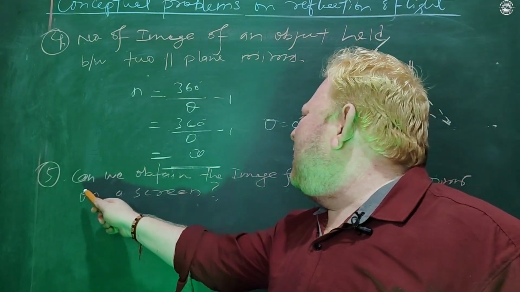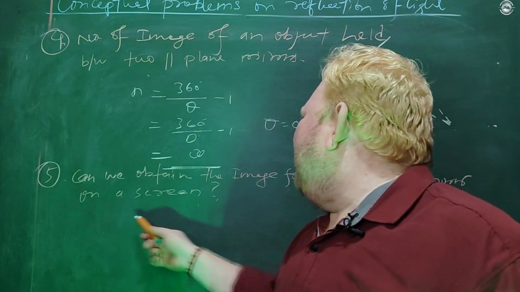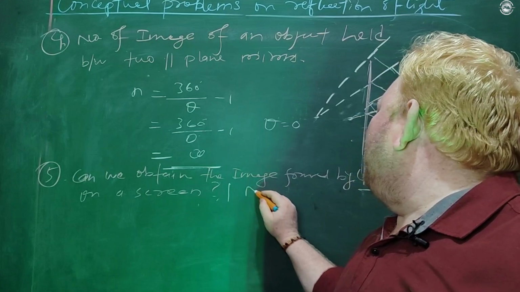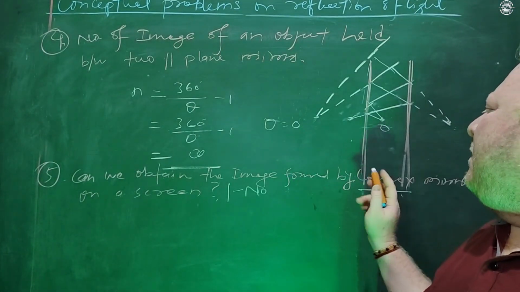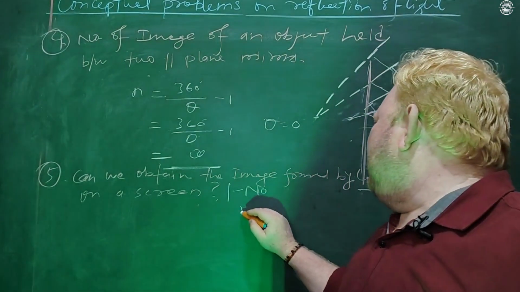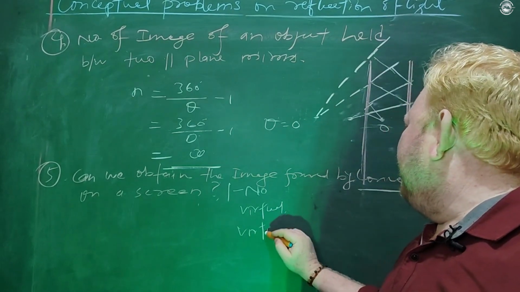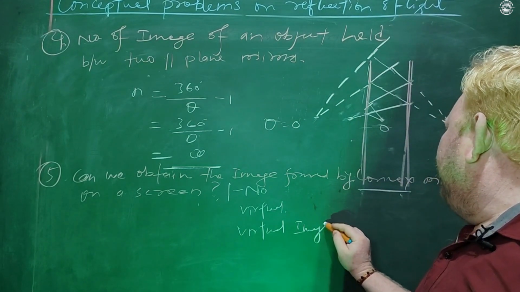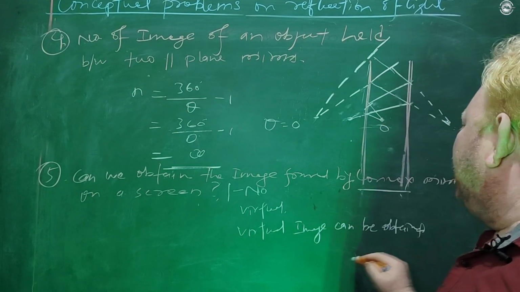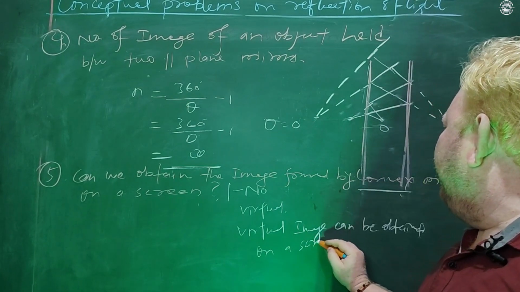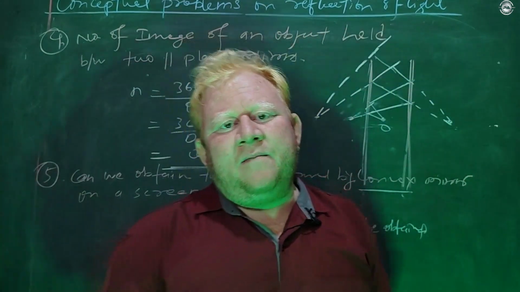So if the question is can we obtain an image formed by a convex mirror on a screen, the answer is a big no, not at all. Why? Because the image formed by a convex mirror is virtual, and a virtual image cannot be obtained on a screen. Okay, moving on to the next question.